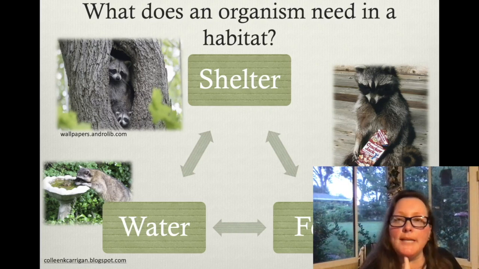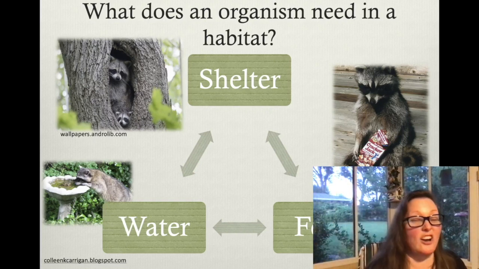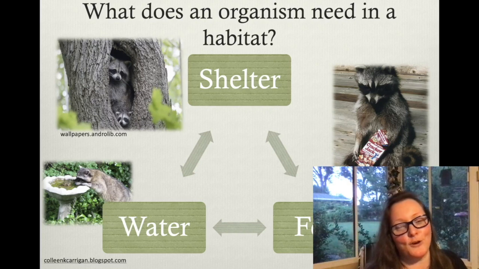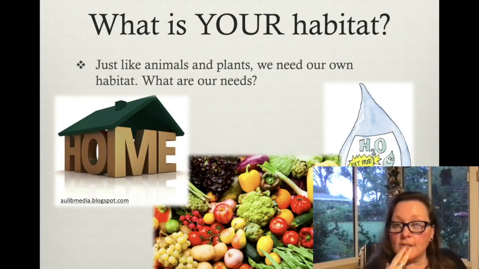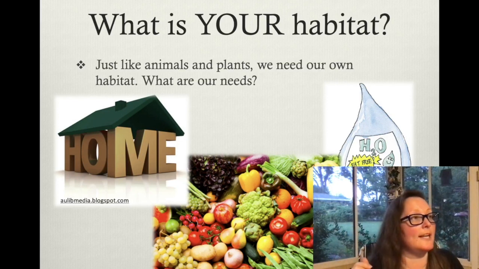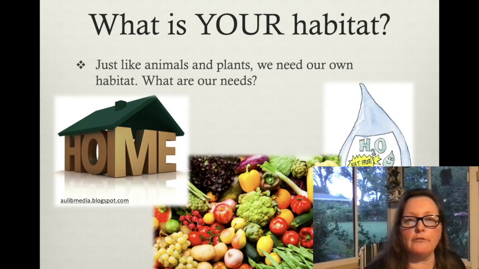Now, what does an organism need in a habitat? Shelter, food, and water. I have shelter. I have water. I already ate earlier, so I don't have that right now. But those are the main things we need. So, again, in your habitat, you're going to have shelter, whether it is a dorm, hopefully not this year, apartment, house, trailer, tent, van, whatever. You've got your own shelter, and then water and food. You need all of these in order to survive.